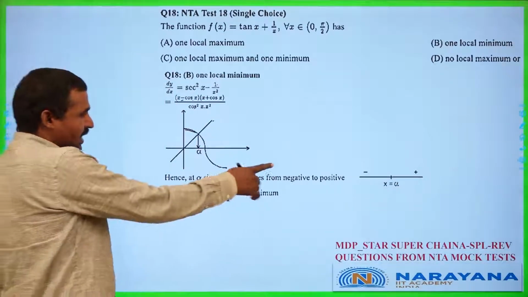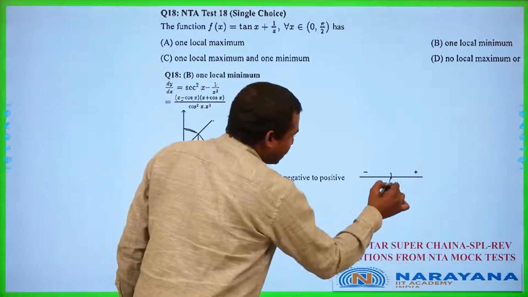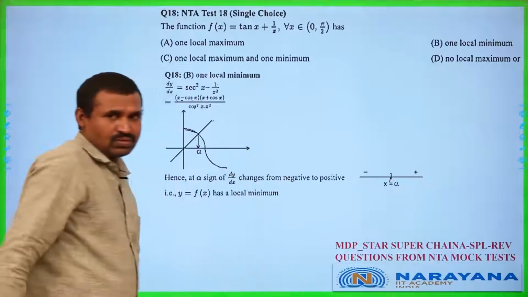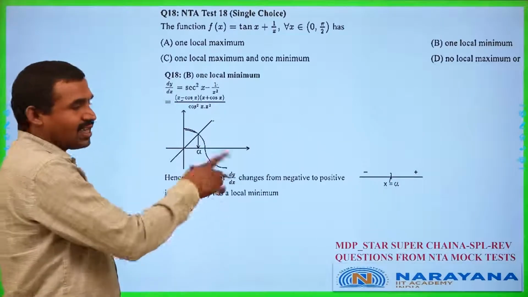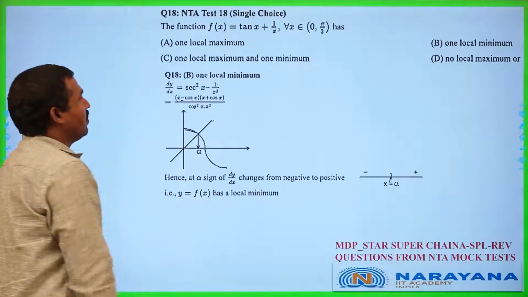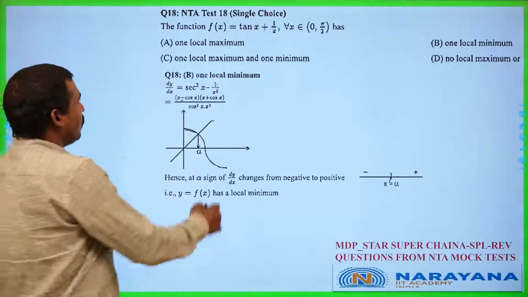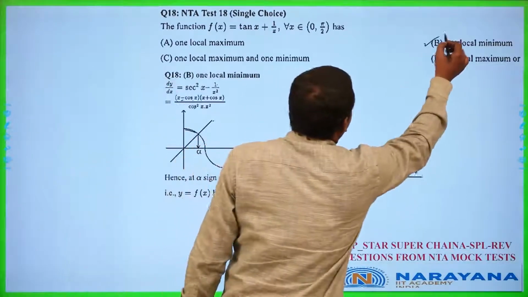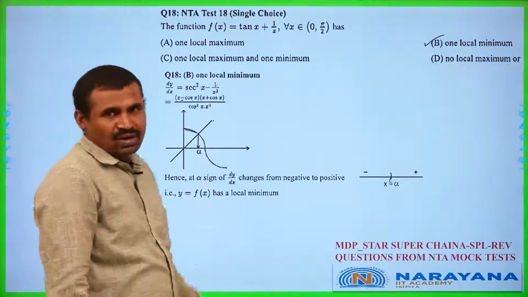Here the sign of dy by dx changes from negative to positive. Negative to positive means that it is a local minimum. At alpha, it takes a local minimum. So, f of x has a local minimum. So, it has one local minimum. So, option B is correct, because it has only one local minimum.